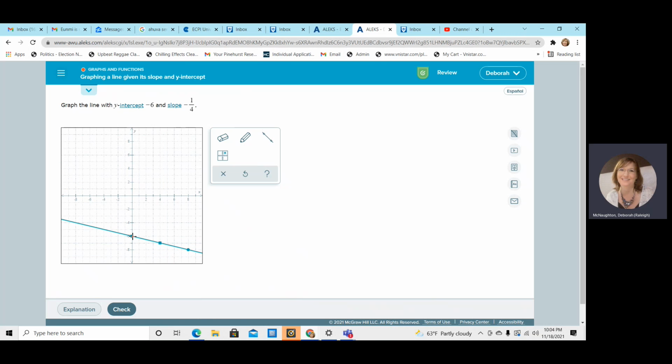Okay, so basically anytime I go down 1 and to the right 4, anywhere I start on the line, down 1 to the right 4, I'll find another point on the graph. I can also go over here, look. I can start at this point, which is on the line, and go down 1 and to the right 1, 2, 3, 4, and there's another point on the graph.